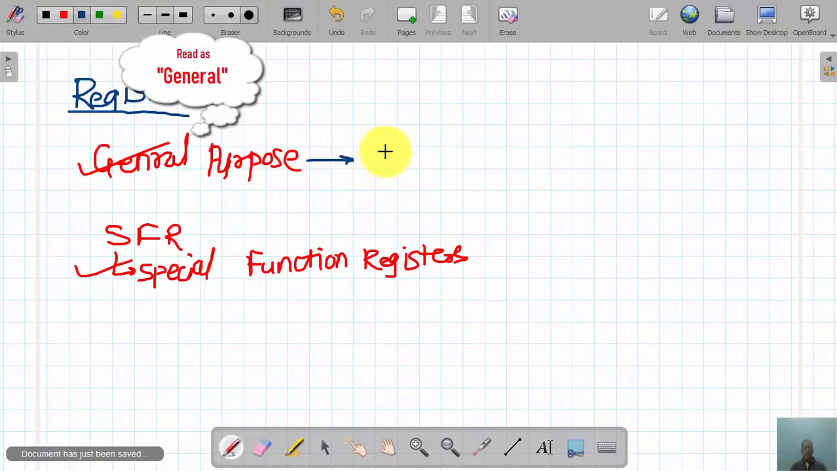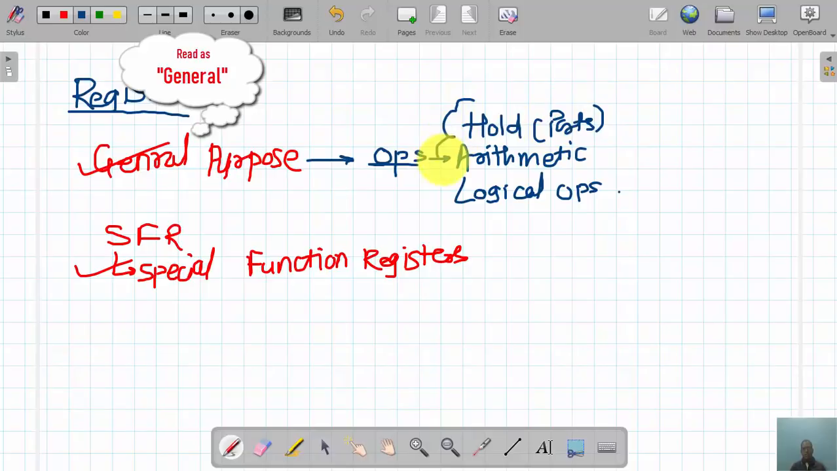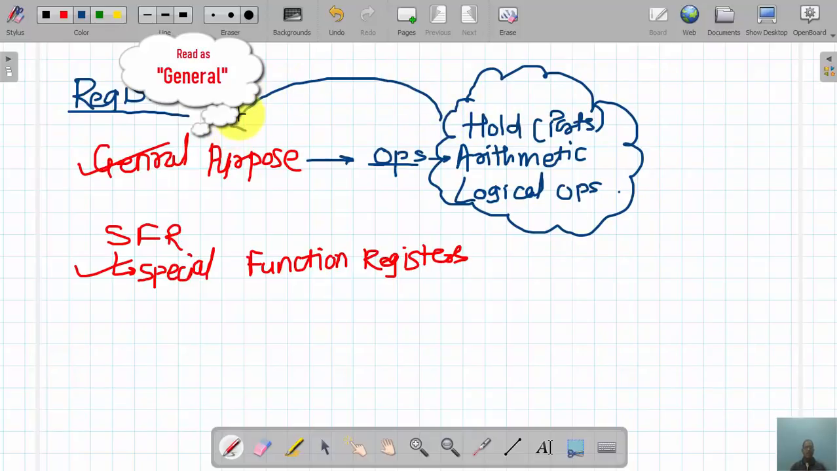These are the registers used to support general purpose operations, and these operations may be arithmetic operations, or logical operations, or basically holding data which is coming from different ports. These are the general tasks done by the microcontroller, and the registers used to support these general tasks are called general purpose registers.